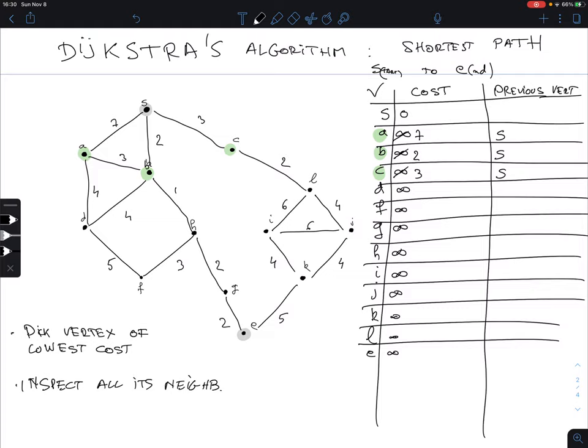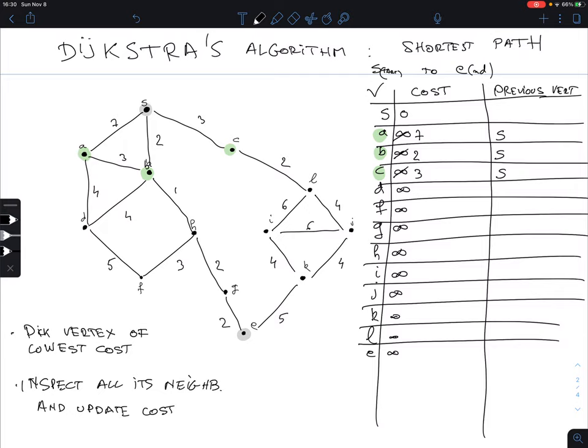Okay? So, repeat. The neighbors, I inspected them, and I updated: inspect all its neighbors and update cost. I will see later better how this updating goes. Here it's basically writing down the cost, right? Instead of infinity with 7, the cost for B is now 2, and the cost for C is 3. And all of these come from S. The first step, you don't see really what is happening.